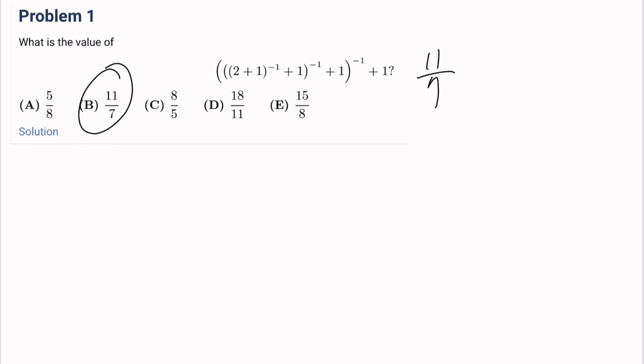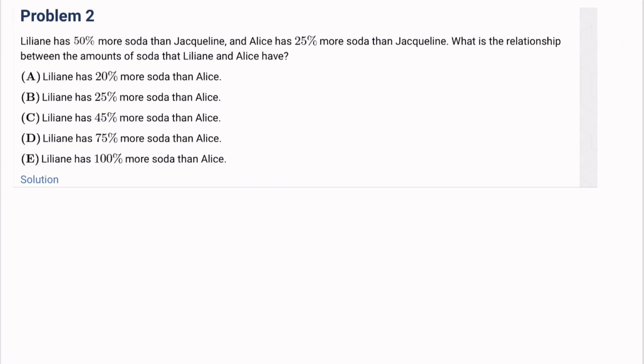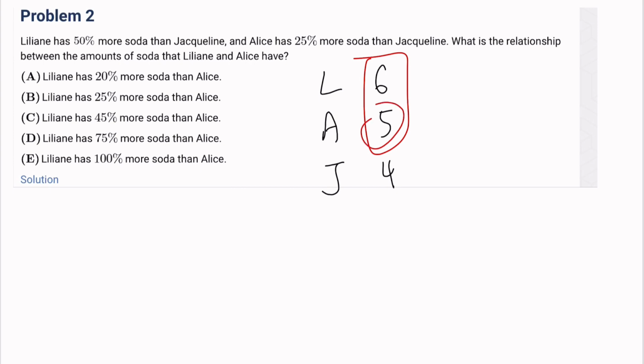So the answer is B. Number 2, Lillian has 50% more soda than Jacqueline, and Alice has 25% more soda than Jacqueline. What is the relationship between the amounts of soda that Lillian and Alice have? If Alice has 25% more than Jacqueline, then with L, A, J for the 3 people, if Jacqueline has 4, then Alice would have 5. Since Lillian has 50% more than Jacqueline, Lillian would have 6. So the relationship between these two is that 6 is 20% more than 5. So the answer is Lillian has 20% more soda than Alice.